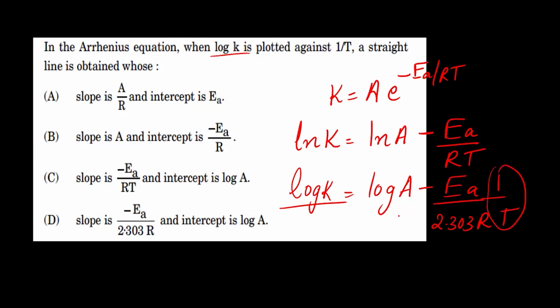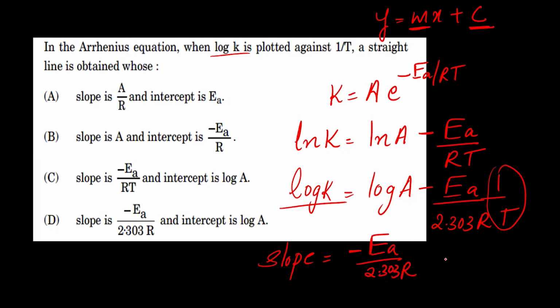Now we are going to plot log K against 1 by T. This is in the form of y equals mx plus c, where m is the slope and c is the intercept, right? So in this case, what is the slope? Slope is equal to minus Ea by 2.303 R. And intercept is equal to log A. This is a very important question. You must know the equations related to the Arrhenius equation. And there is one more equation you have to study in this area. What is that equation?